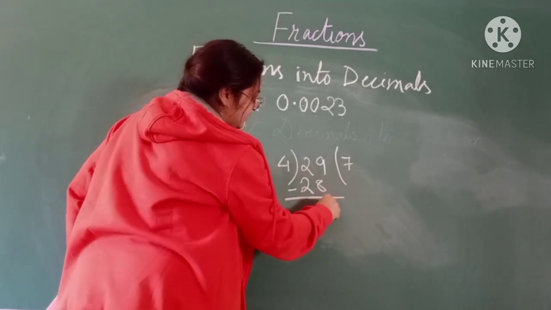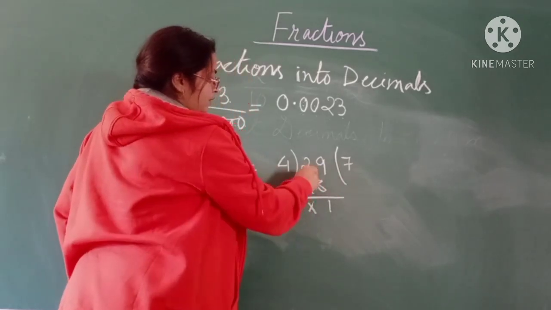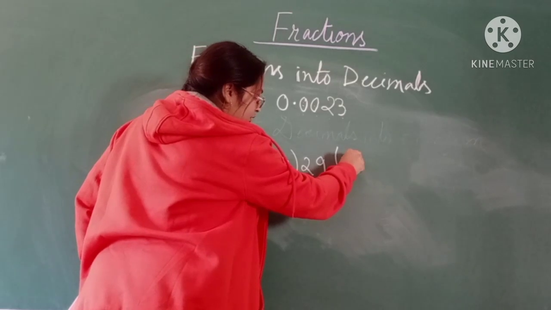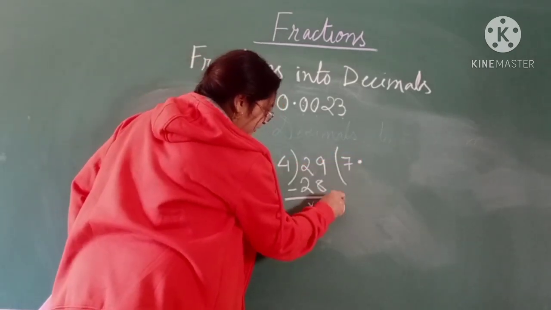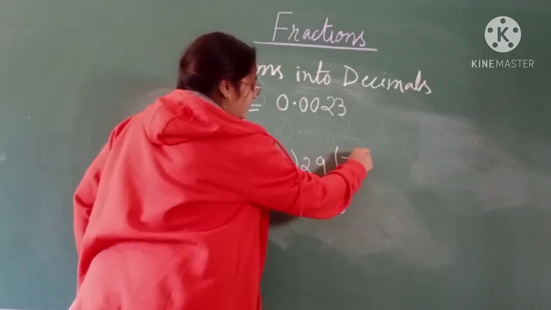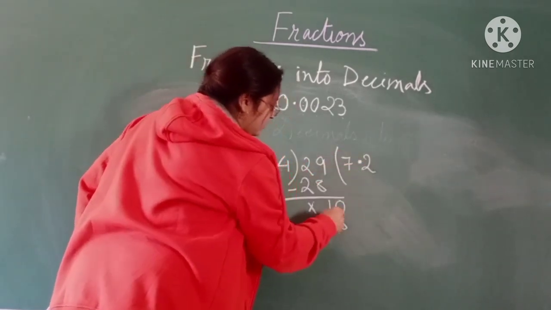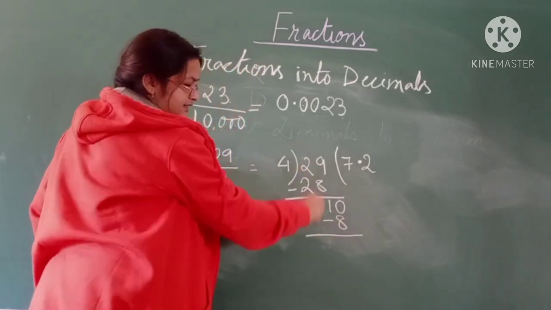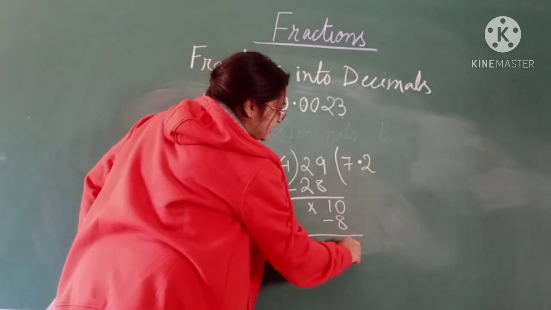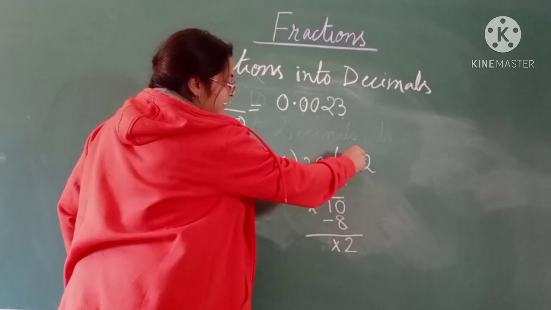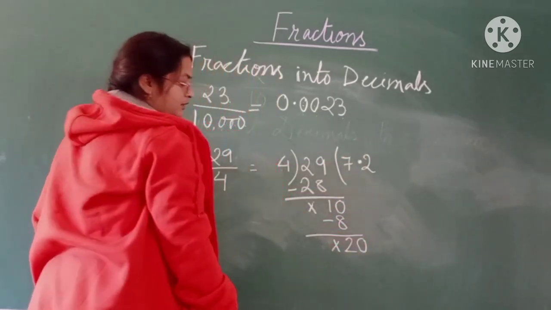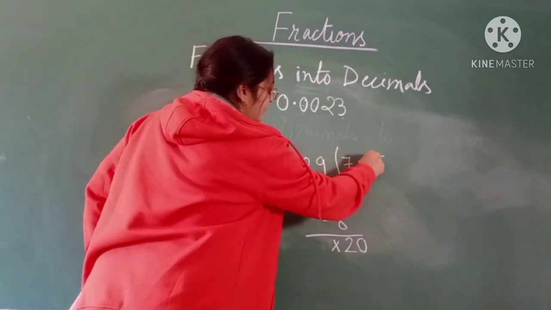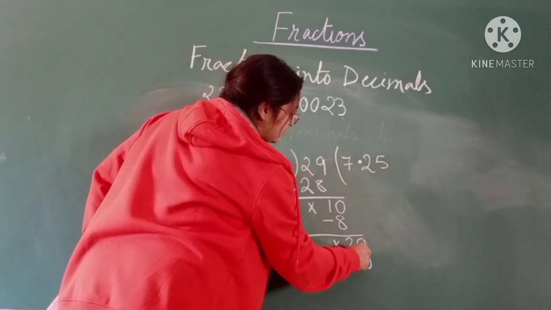Subtracted, 9 minus 8 is 1. So now what will we do? We will put a decimal over here. When we put a decimal, we get 0 over here. Okay, 4 times 2 is 8. Proceed as simple decimal division. 10 minus 8 is 2. Again, as we have a decimal over here, we get one more 0. Okay, 4 times 5 is 20.